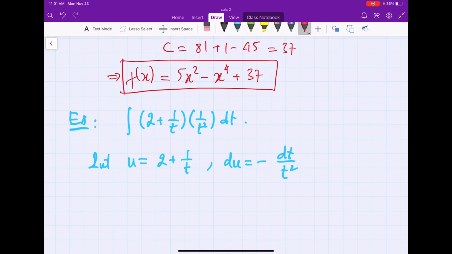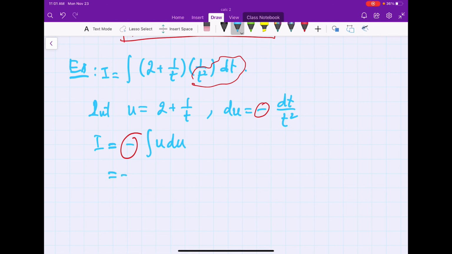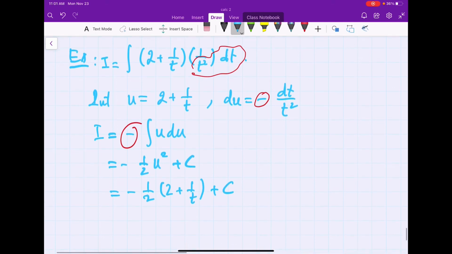Perfect. Look at this, dt over t squared. So after substitution, I need to rewrite my integral in terms of the new variable. So I write the integral is equal to negative u du. We have a negative in here because the negative comes from here. Does that make sense? So this is just equal to negative 1 over 2 u squared plus constant, which is negative 1 over 2 times (2 plus 1 over t) squared plus constant. And we finish this problem.